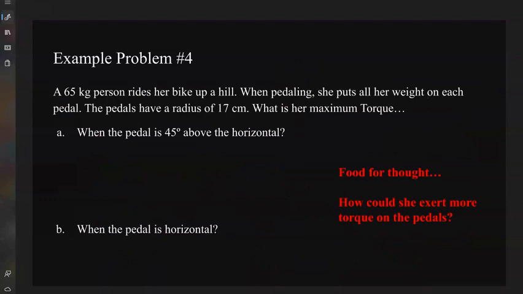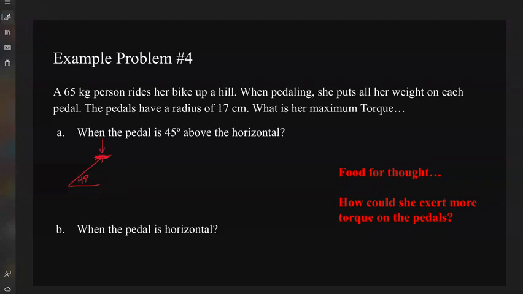We now have a bike rider uphill when pedaling. She puts all her weight, 65 kilogram rider, when pedaling on the pedals. The pedals have a radius of 17 centimeters. What is her maximum torque when the pedal is 45 degrees above horizontal? Okay, so there's 45 degrees. And her weight, if that's the pedal, the weight is going straight down.